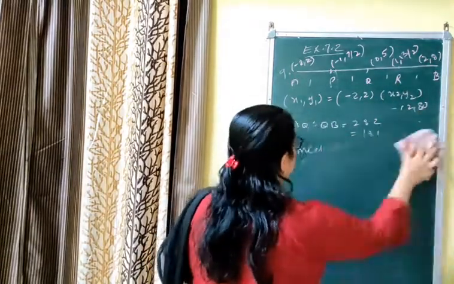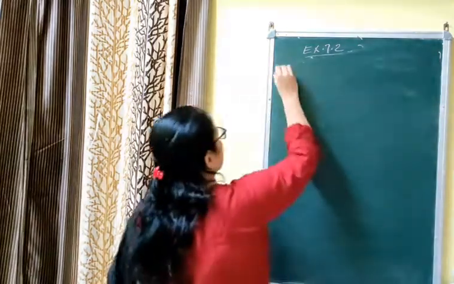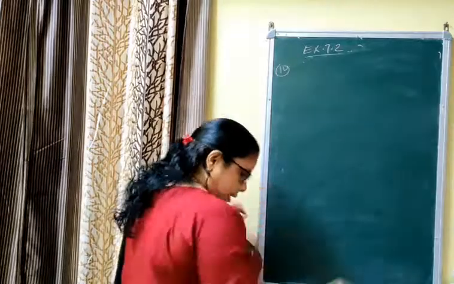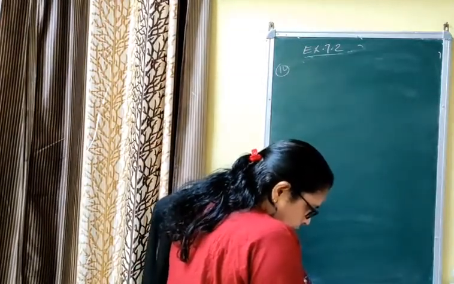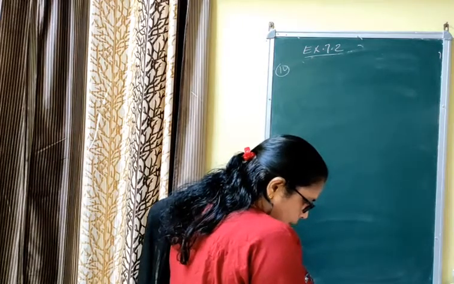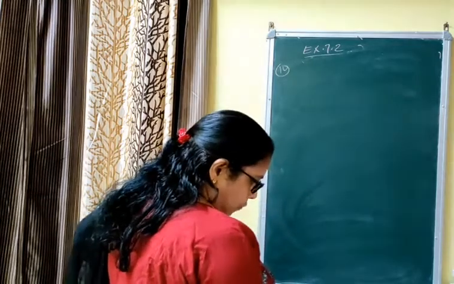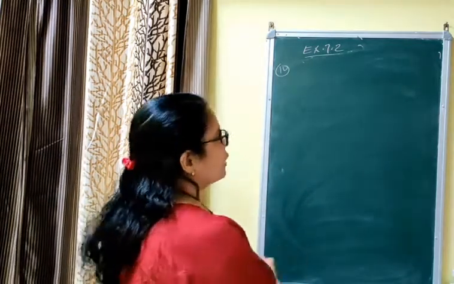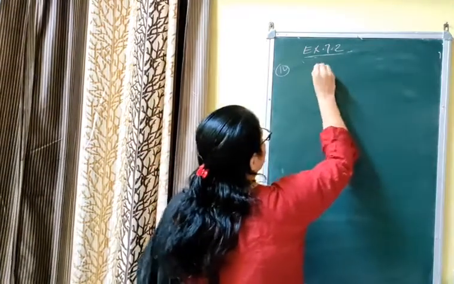Now the last question of this exercise, question number 10. I am reading the question first of all. Find the area of a rhombus if its vertices are (3, 0), (4, 5), (minus 1, 4) and (minus 2, minus 1) taken in order. The hint is given: area of rhombus equals half the product of diagonals. The hint you will not get in the exam, you have to understand and do it yourself.